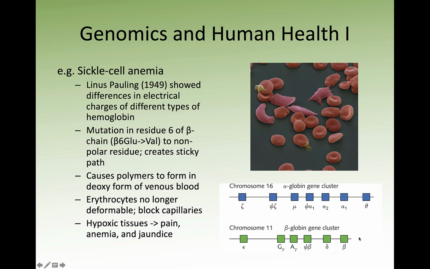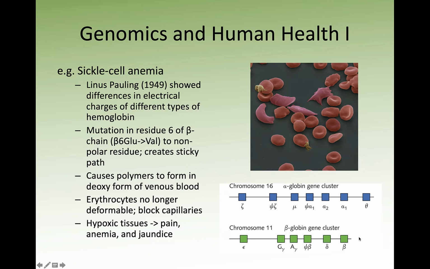The classic example of genetic diseases, we can go back and look at something like sickle cell anemia. Back in the late 40s, Linus Pauling was able to show that there were electrical charge differences between different types of hemoglobin, specifically the types of hemoglobin that were exhibiting these sickle cell phenotypes. Eventually, these differences were tracked to a mutation in residue 6 of the beta chain, to a nonpolar residue, and this non-synonymous mutation caused a sort of sticky patch to form, which leads to the sickle cell phenotype.